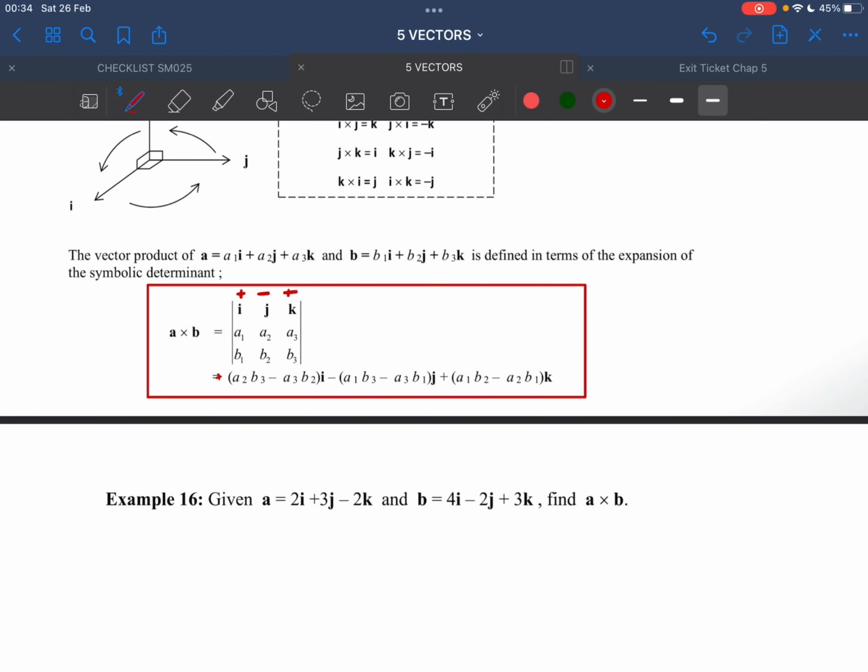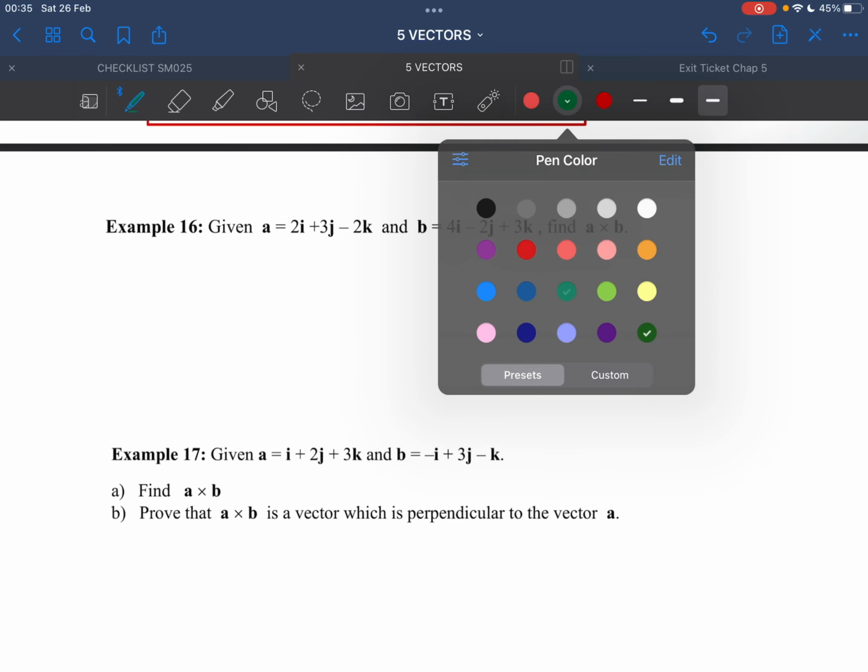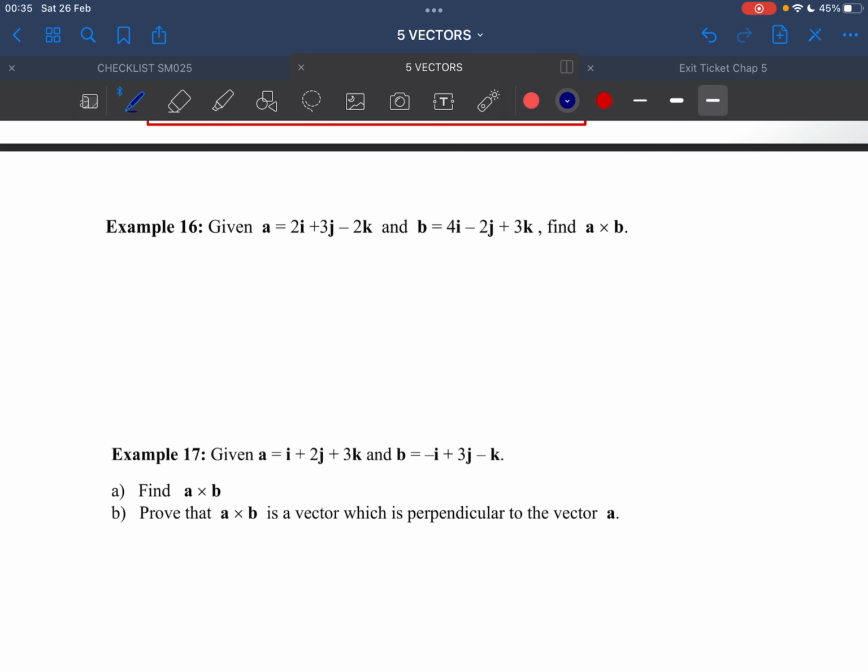Dot product, we get a value, a constant. Cross product, we get a vector. So now let's see example 16. Given A and B, find A cross B. So we are going to find A cross B. So write A cross B. Make sure your vector has the wave there.